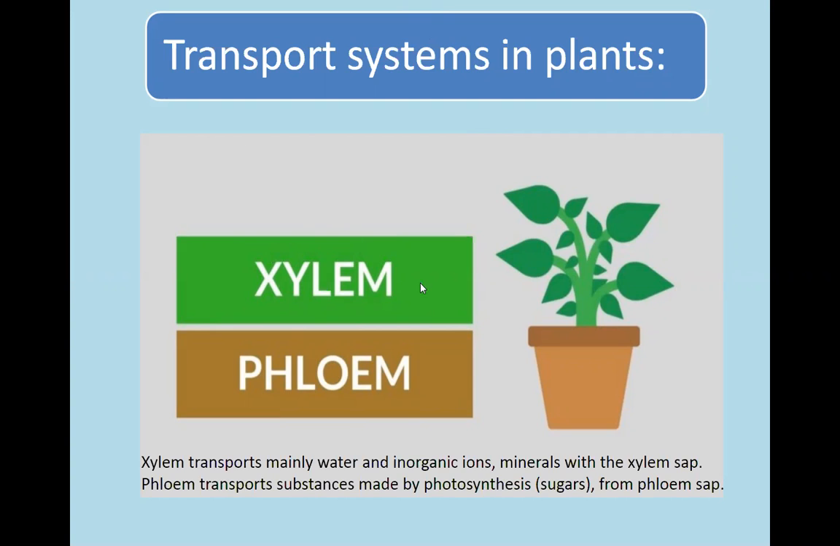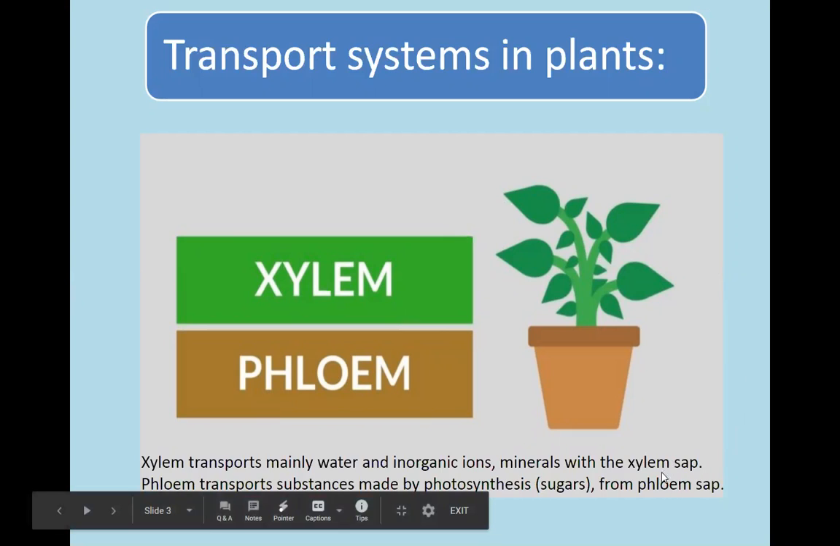They have xylem and phloem. A xylem vessel is a vessel which is able to transport water and inorganic ions, also minerals, from the ground or from the soil up to the stem and leaf, through a liquid which is known as the xylem sap. Xylem sap is a liquid in which we have the circulation of the water and inorganic ions.